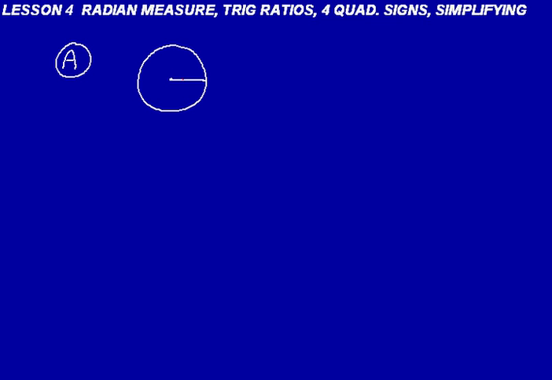If you went around that circle one time, that would equal 360 degrees, and it would also equal in radians 2 pi radians. If you remember, radians is just another way of measuring an angle. 360 degrees is the same thing as 2 pi radians. So if we simplify that, divide by 2 on both sides, remember pi equals 3.14, that would be the rounded value for that. 180 degrees equals pi radians.